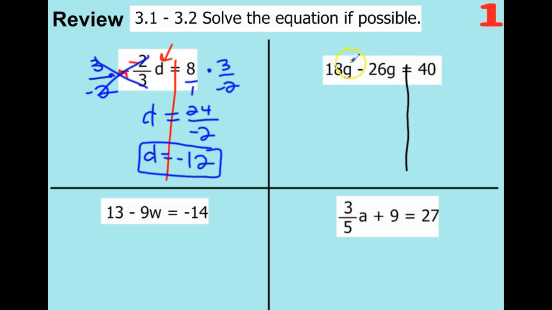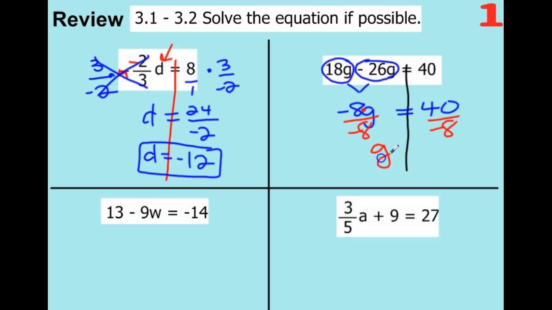On the next one here, 18g and a negative 26g, they're like terms, so we can subtract those. Different signs subtract here. 26 minus 18 will give us 8g, but there's more negative, so negative 8g equals 40. You can use a calculator. And then the opposite of multiply is divide. So we have g equals a negative 5.